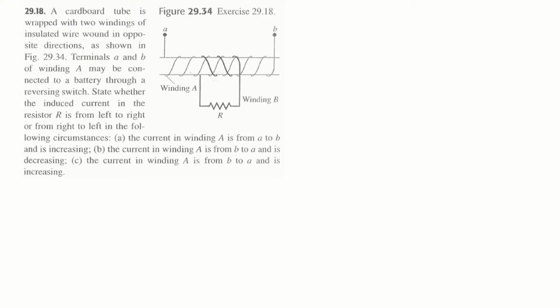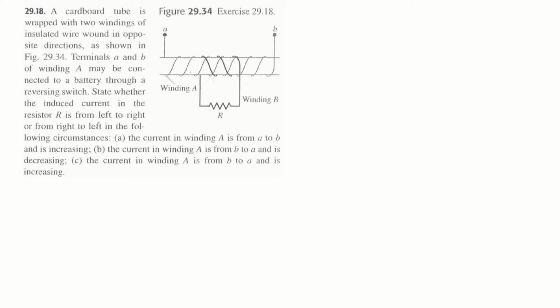If you were looking at the tube from the left-hand side through the cardboard tube to the right-hand side, it would seem to be winding in the counterclockwise direction. Okay, that's good. And then you have winding B, which is sitting on top of it. It's wound in the exact opposite direction. If you were looking through the tube from the left-hand side through to the right-hand side, it would seem to be winding in the clockwise direction.